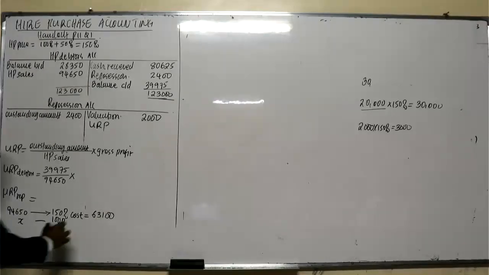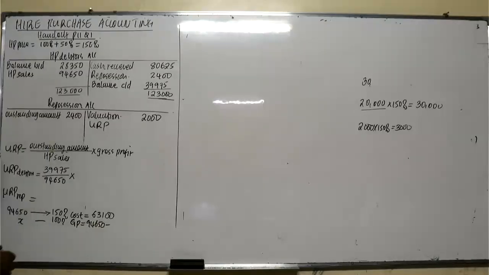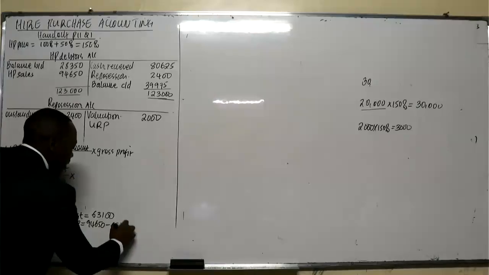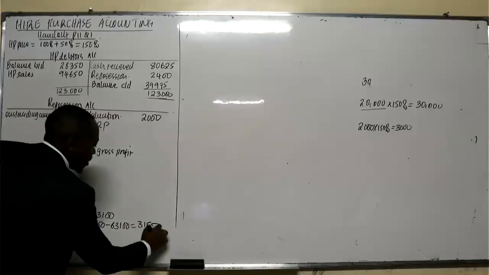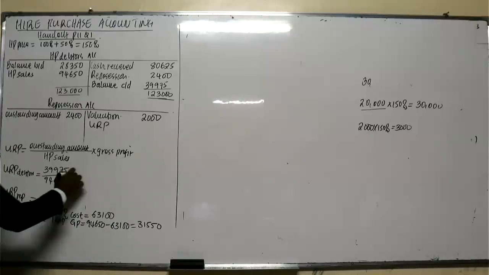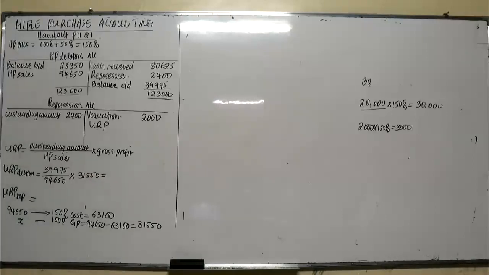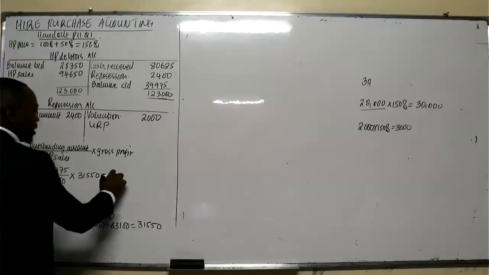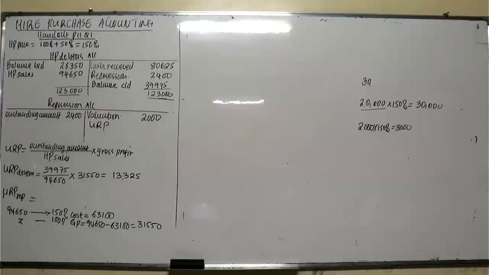So therefore, how much was the gross profit? You take 94,650, you deduct the cost of 63,100. That means they had made a gross profit of how much? That's 31,550. Simple. So you multiply by the gross profit. So the gross profit on these sales was an amount of 31,550. Good. So the unrealized profit on that is 13,325.